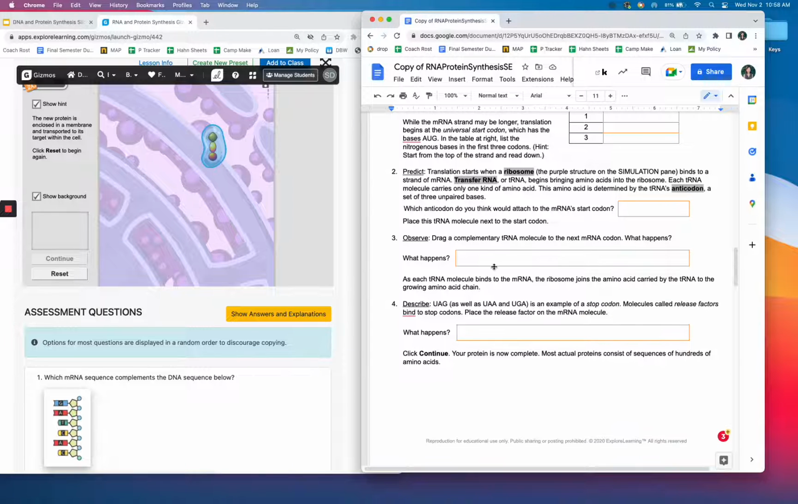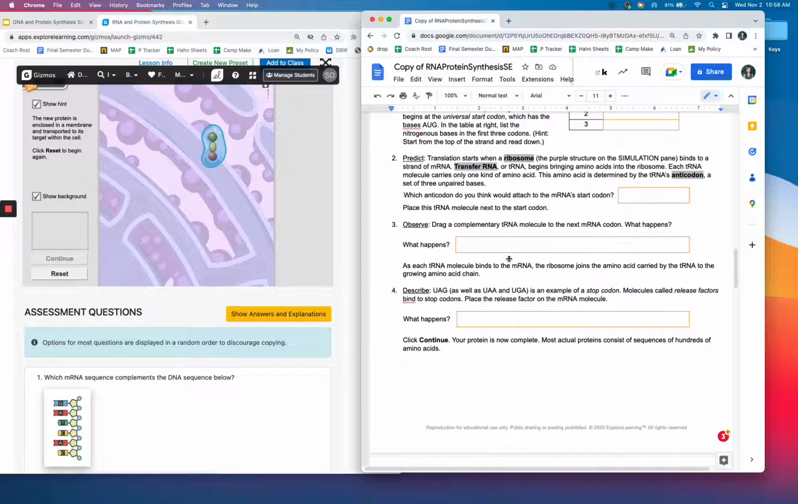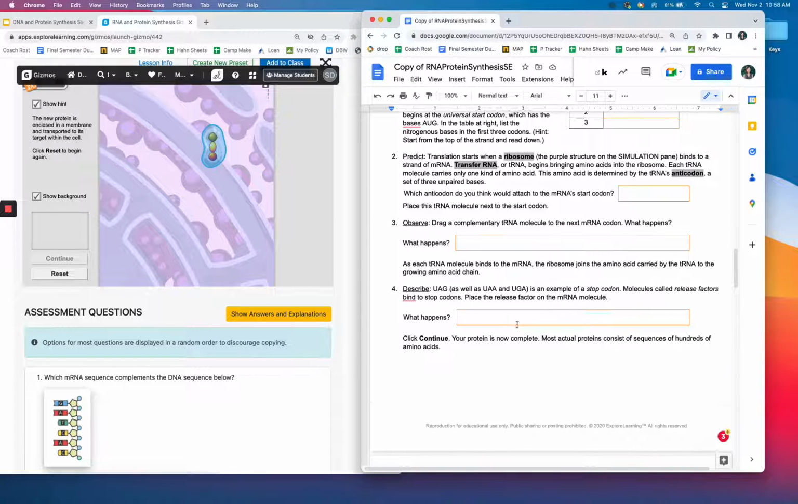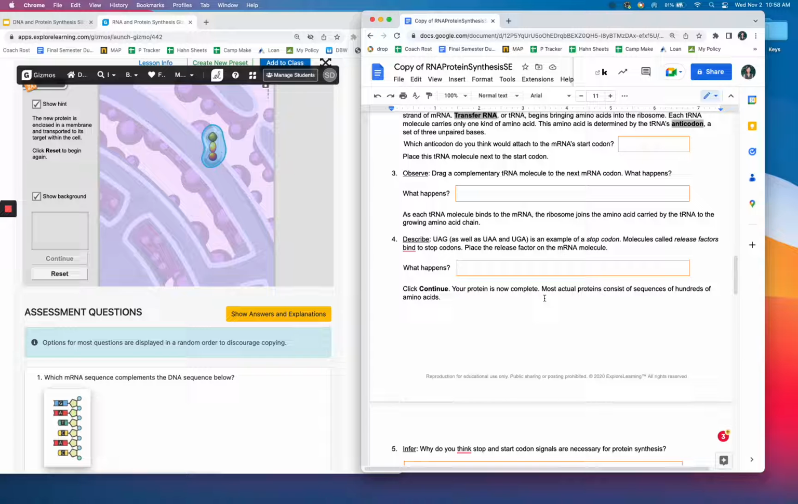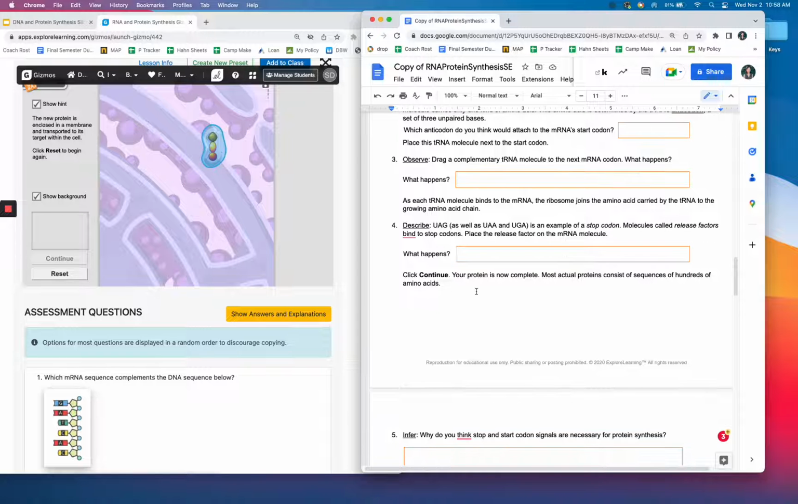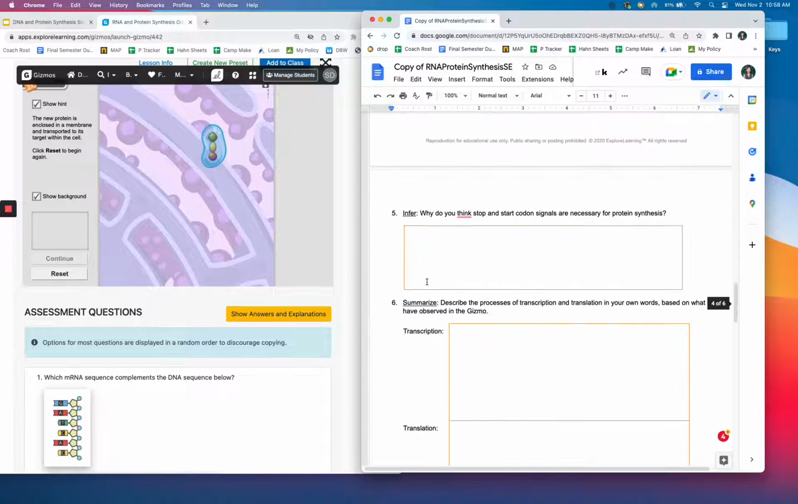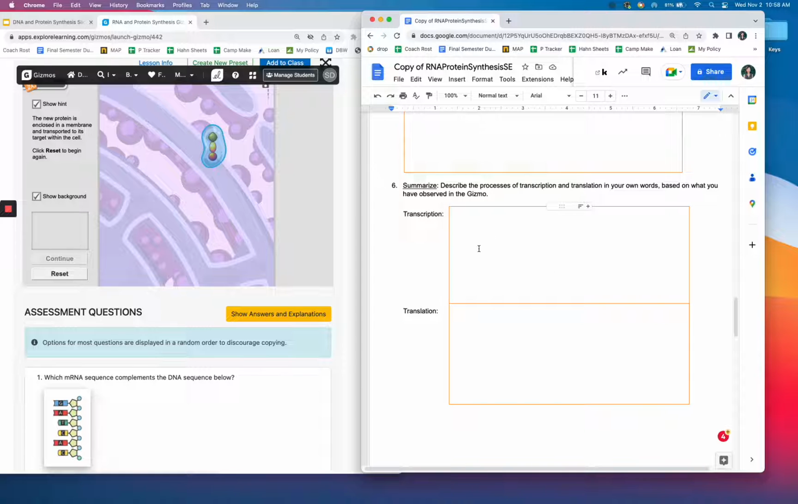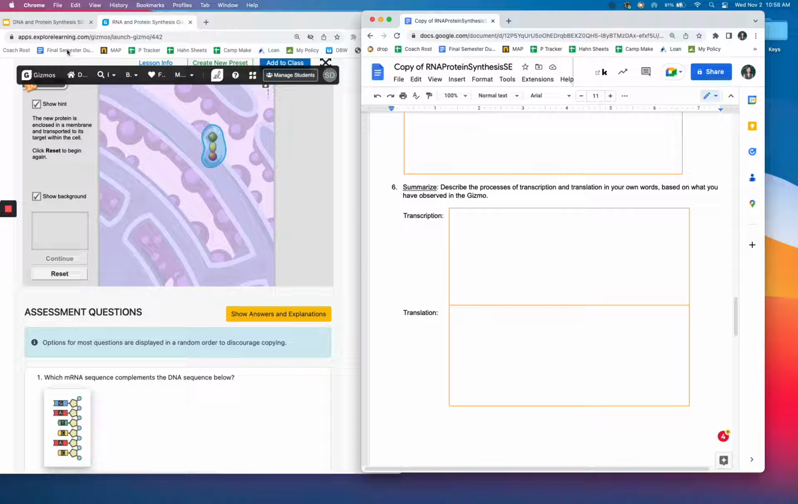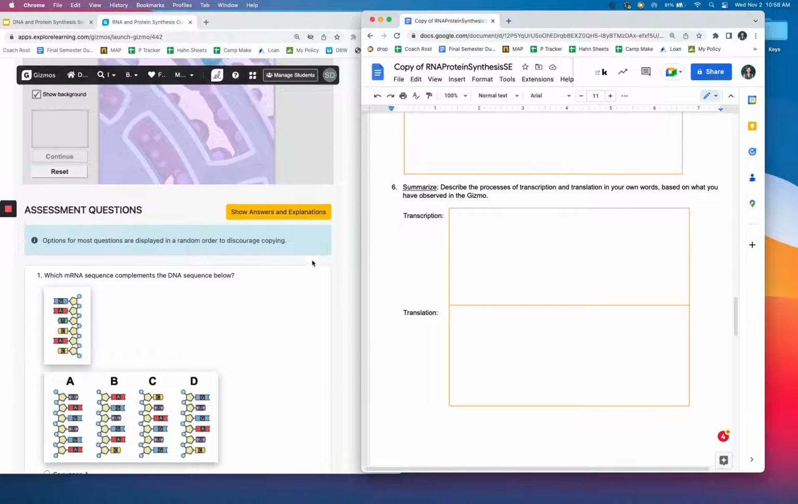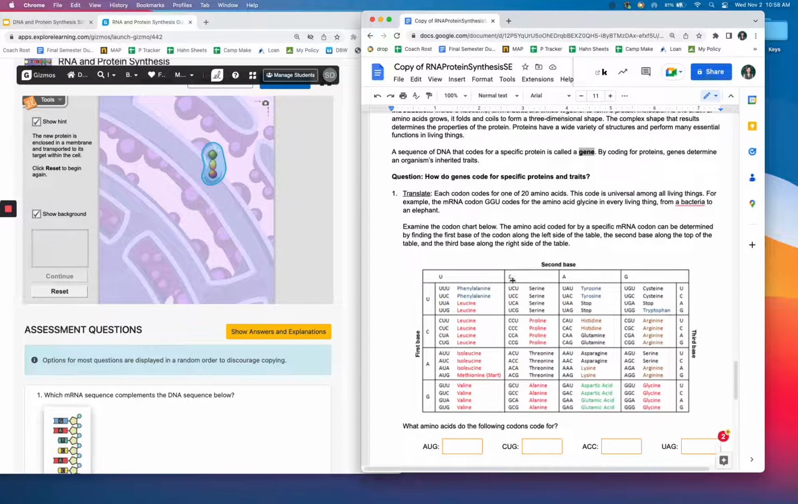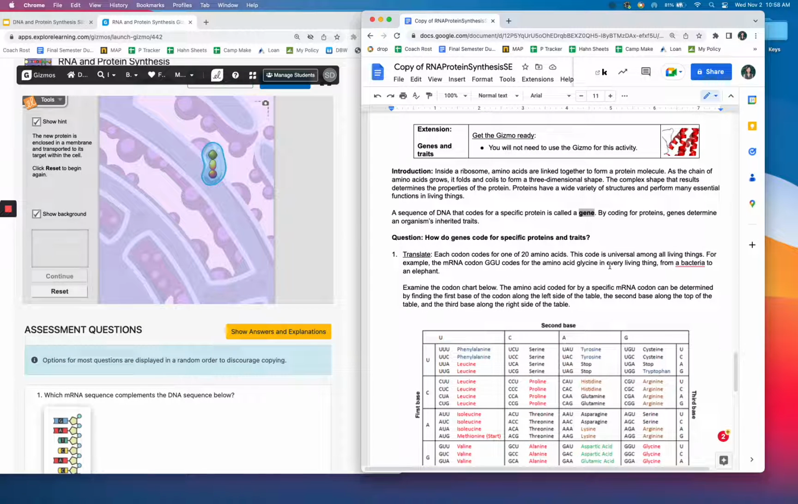Okay. So you're going to go ahead and do the steps one by one, and answer the questions, and then it says continue. So it says, yeah, most proteins are hundreds of amino acids. Then you're going to answer this question, and you're going to summarize what happened in transcription, what happened in translation. Okay, and if you're not quite sure, you can go back to the notes in the slideshow and just summarize that.